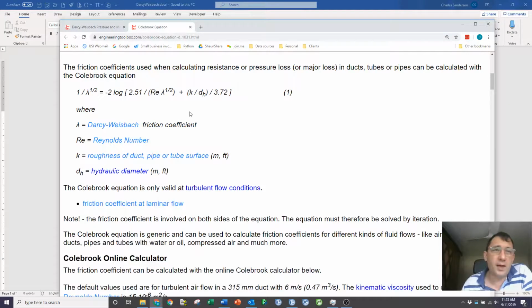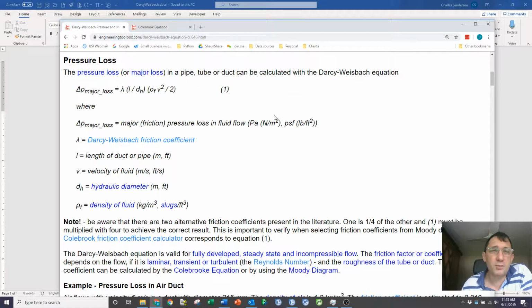For the purposes of that, I'm going to have a quick look at the Darcy-Weisbach equation. I'm pulling it from the Engineering Toolbox. If you haven't come across it, it's a great collection of data, correlations, equations, all sorts of useful stuff out there.